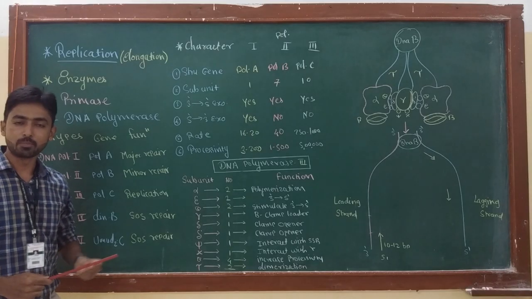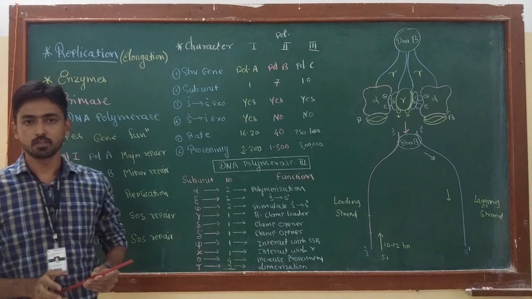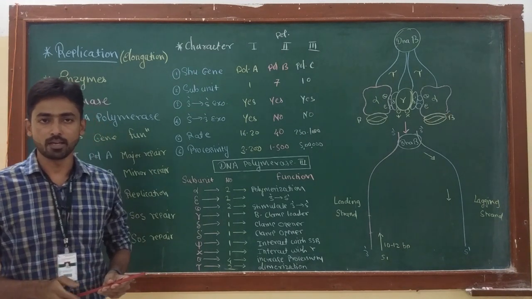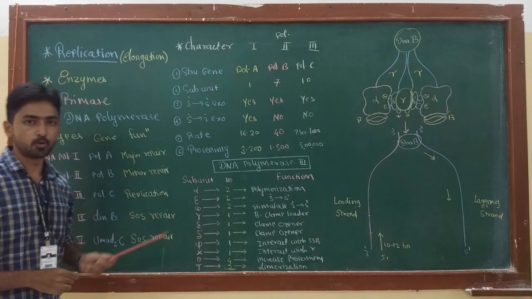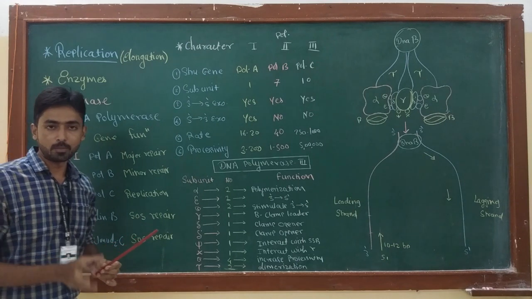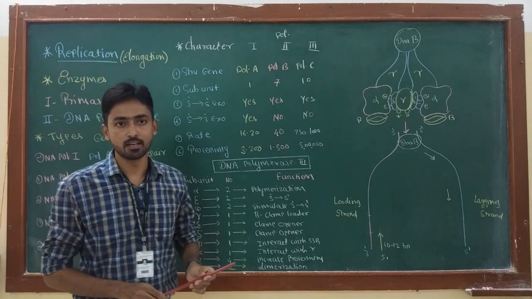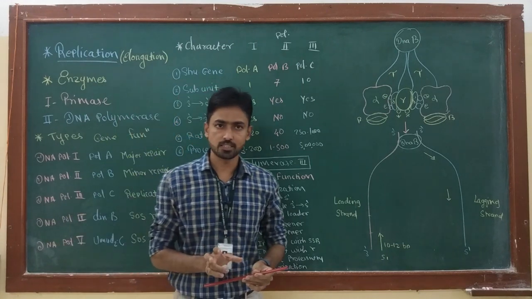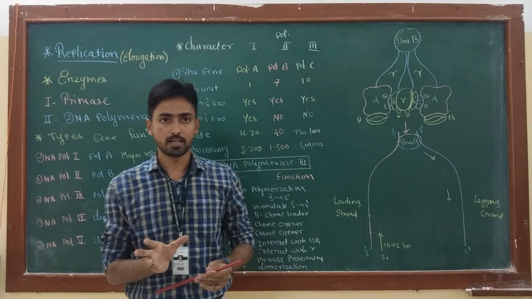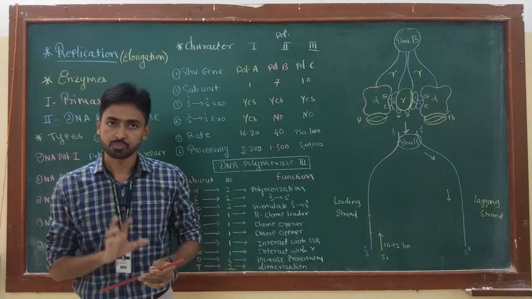Hello everyone. In my previous lecture, I discussed the initiation process of DNA replication in prokaryotic cells like E. coli. Now in this lecture, I'm going to focus on elongation. It is the second stage of replication, which occurs in both prokaryotic as well as eukaryotic cells. This stage is largely similar in both prokaryotes and eukaryotes. The differences are mainly found in initiation and termination.